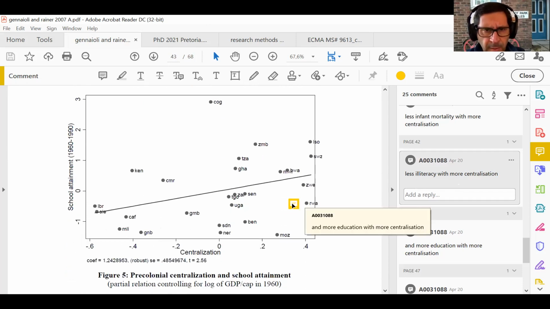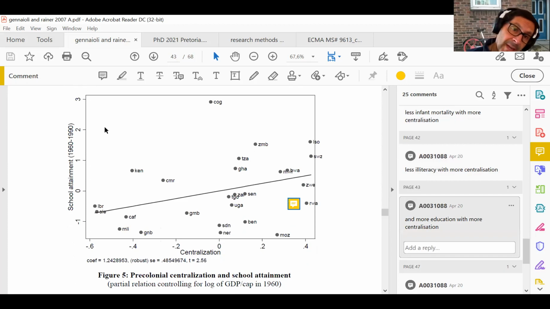Always populate your papers with pictures because they are essentially showing their results using pictures, right? And here we expect a positive correlation, more education with more centralization, more delivery of education in terms of public goods between 1960 and 1990. So a positive correlation between provision of education and political centralization.